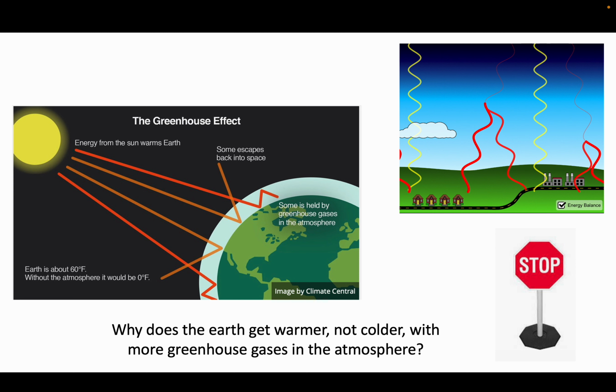Now, we have another aspect to our explanation to consider. Why does the Earth get warmer, not colder, when we have more greenhouse gases in the atmosphere? If greenhouse gases act like a barrier, why don't they block the radiation before it reaches our planet? Why does a greenhouse gas make the temperature go up, not go down? Share some ideas. Do you have an answer for that?